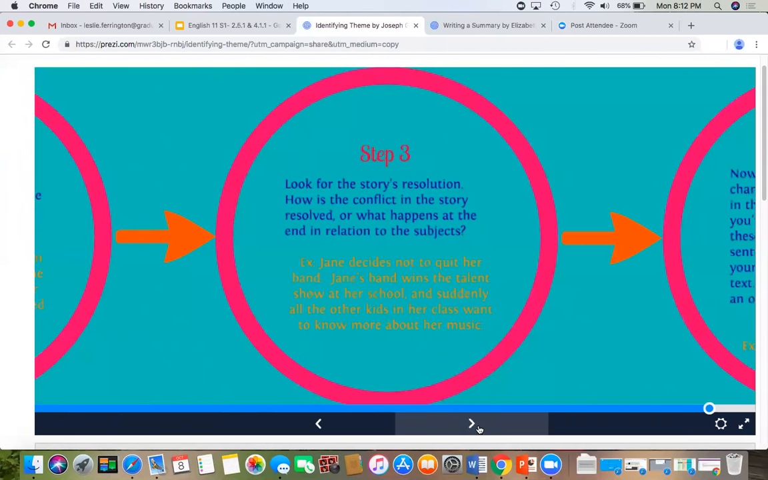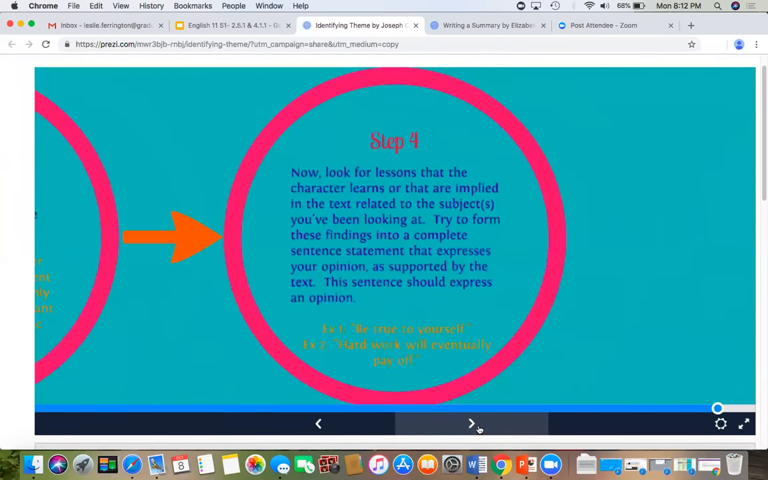Step 4, now you're looking for lessons that the character learns or that are implied in the text related to the subjects you've been looking at. So you're trying to form these findings into a complete sentence statement that expresses your opinion as supported by the text. So this sentence should express an opinion. Be true to yourself. Hard work will eventually pay off. So these are themes.